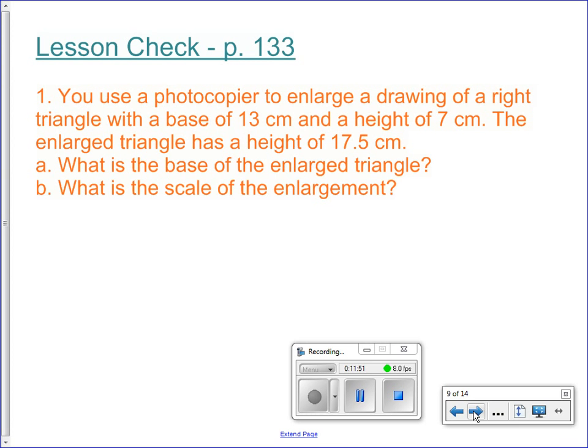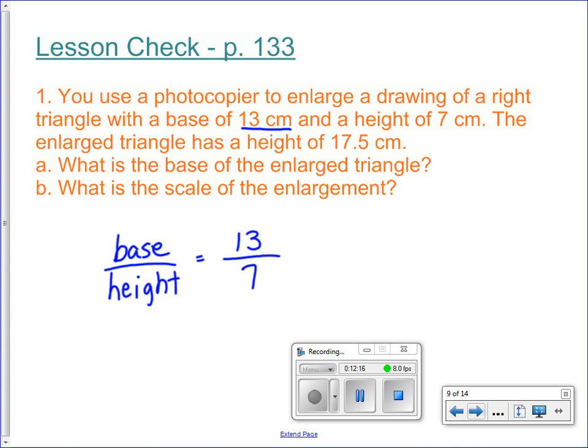Okay, well, here we go. We have a base of 13. So I'm going to put the base on top. Doesn't matter. And the height, that may seem backwards, on the bottom. But it doesn't really matter. So our base is 13 centimeters over the height of 7 centimeters.